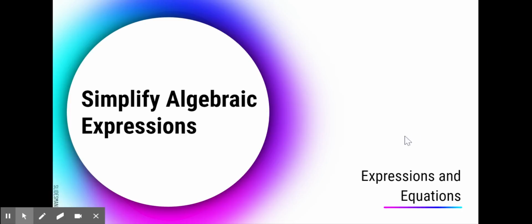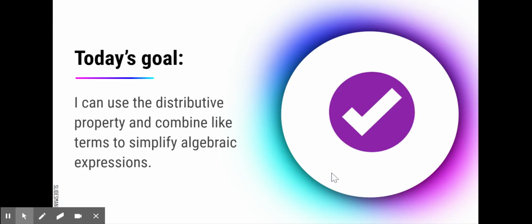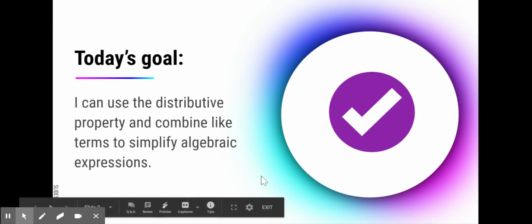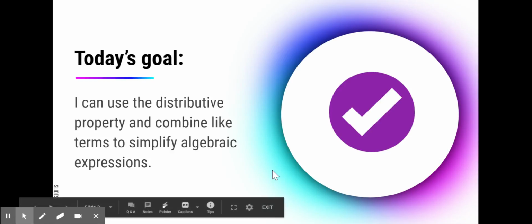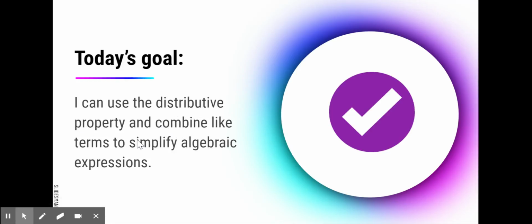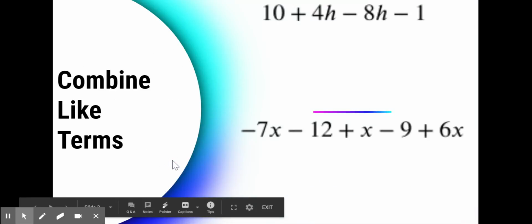Today we are going to review how to simplify algebraic expressions. Recall that an expression has numbers, variables, operations, but it does not have an equal sign. So these are mathematical statements that do not have equal signs. Okay, we're going to use two things to simplify expressions. We're going to use the distributive property and we're going to combine like terms. Sometimes just one, sometimes we'll use both in the same problem.